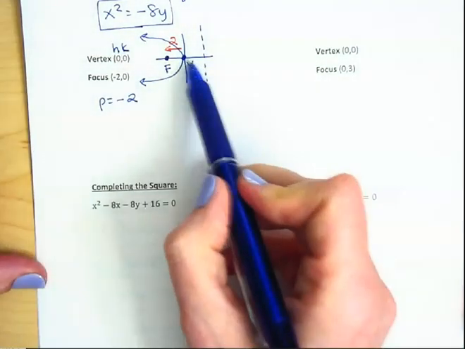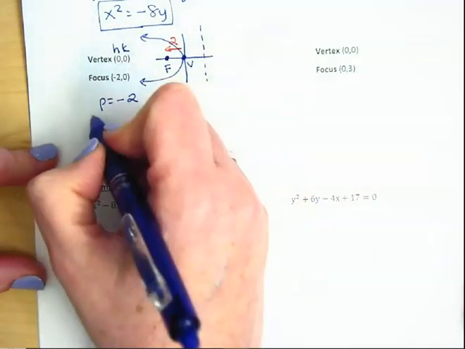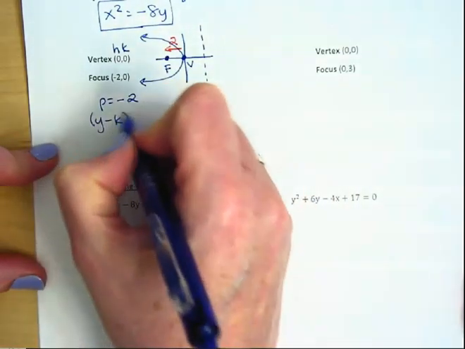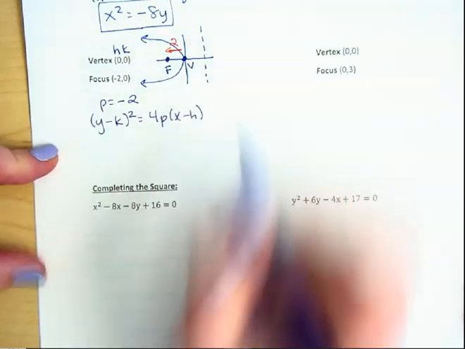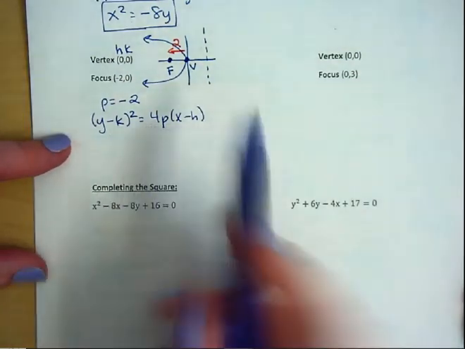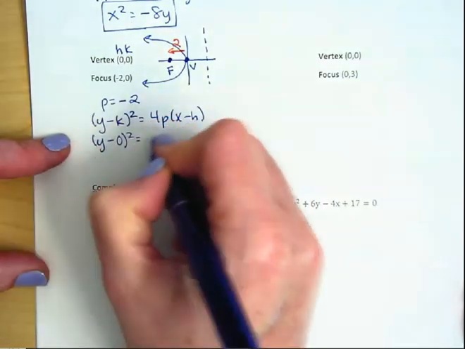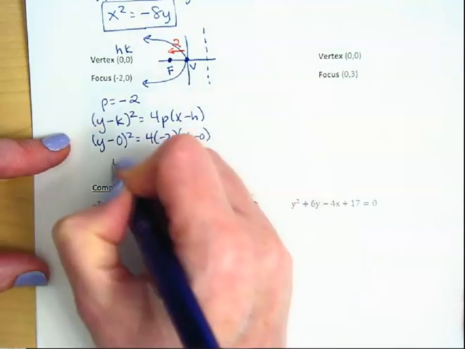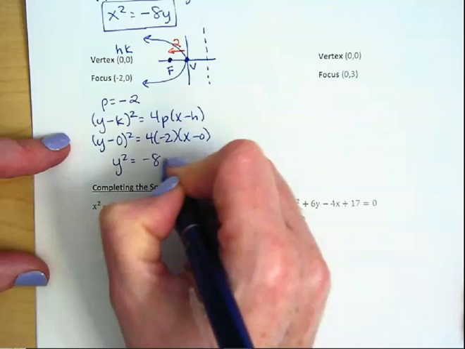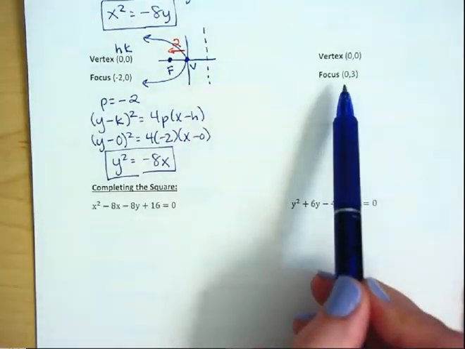So since this is a left-right orientation, we use the formula where the y value is squared. And then we plug in our values: 0 for h and k, negative 2 for p. So this gives me y squared equals negative 8x. So you pause your video and try this next one.